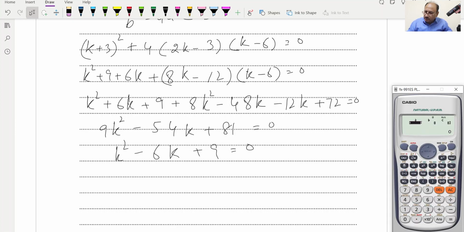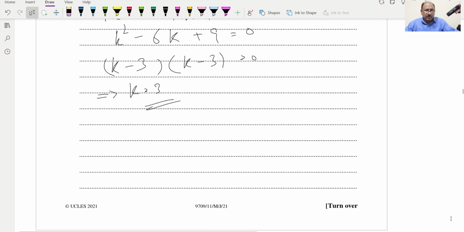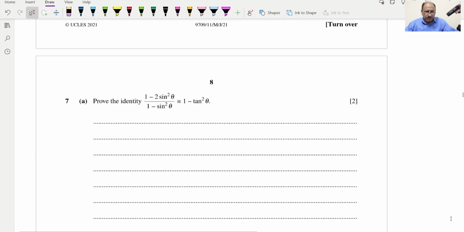The coefficient of k squared is 1, the coefficient of k is minus 6, and the constant value is 9. So we are getting one value, 3, so (k minus 3) into (k minus 3) is equal to 0. This implies k is equal to 3, and this will be the answer for this question.